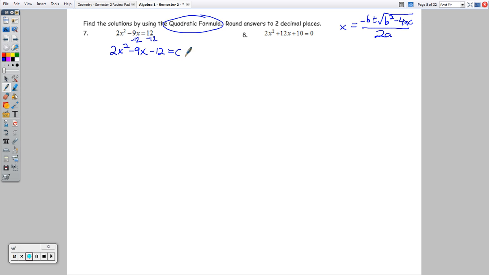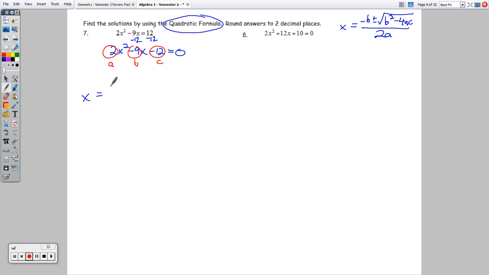So if you are using this, you have to get one side equal to 0 first. So I subtracted 12 from both sides. Doesn't look like there's any GCF I could factor out to make this simpler. So at that point, it says use the quadratic formula. I'm going to do that. This would be my a, this would be my b, and this would be my c right there. So I'm going to plug it into the formula.